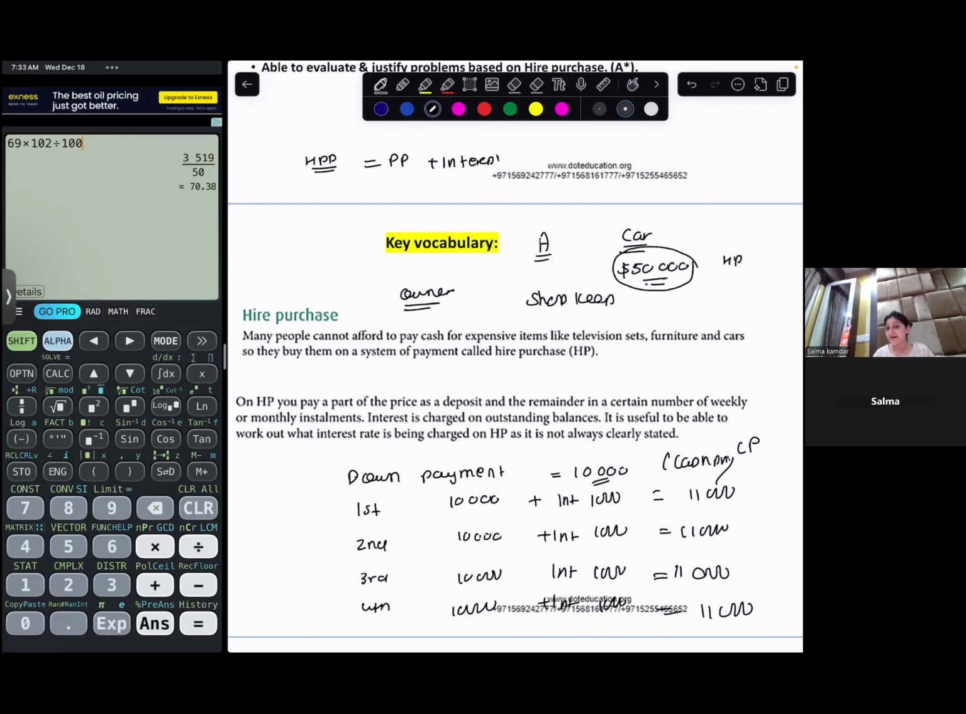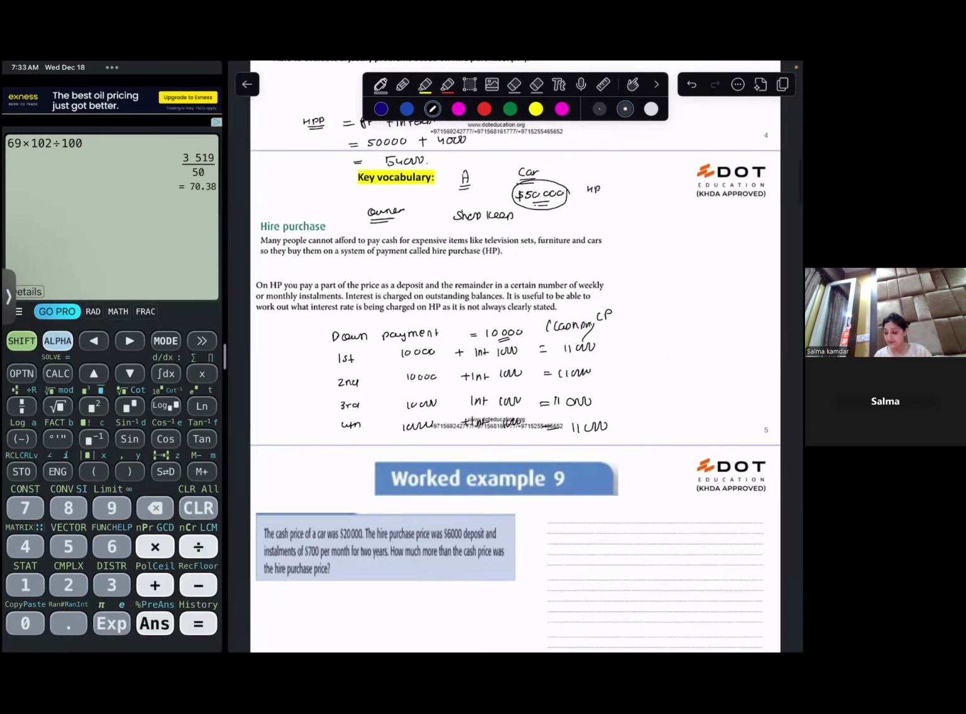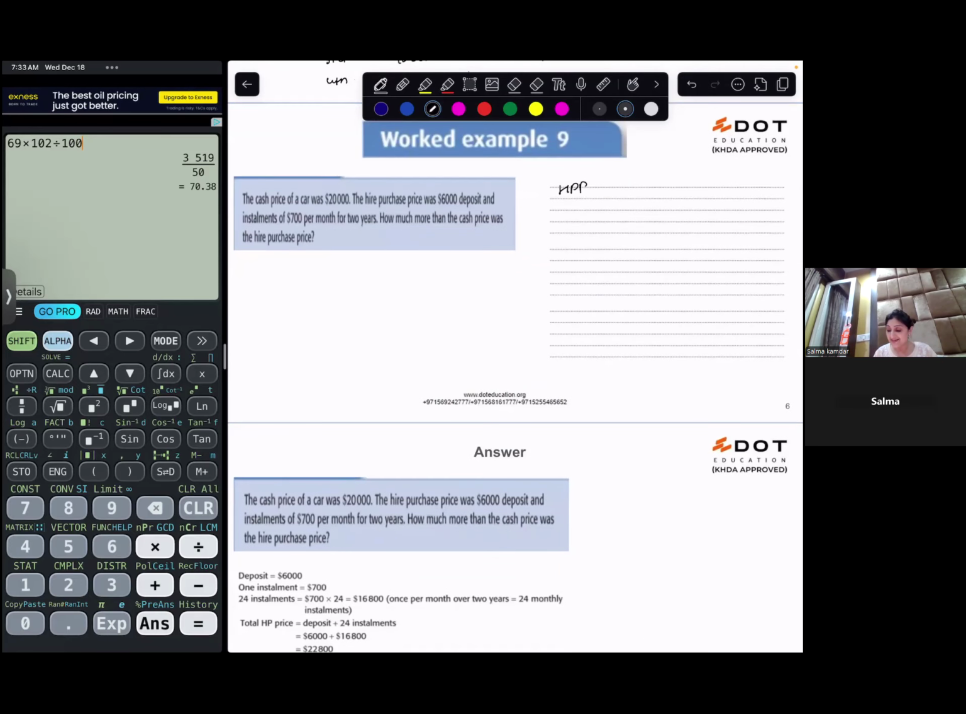Your cash price is the price that you're going to pay towards the payment of this 50,000. So hire purchase price is nothing but your cash price, that is 50,000, plus the interest that you're going to pay in your installments, 4,000, and this is what your hire purchase price is made up of, 54,000. So the key thing that you need to remember over here is that hire purchase price is nothing but your cash price plus your interest. Whenever you're paying the down payment, your down payment is made up of only your cash price.